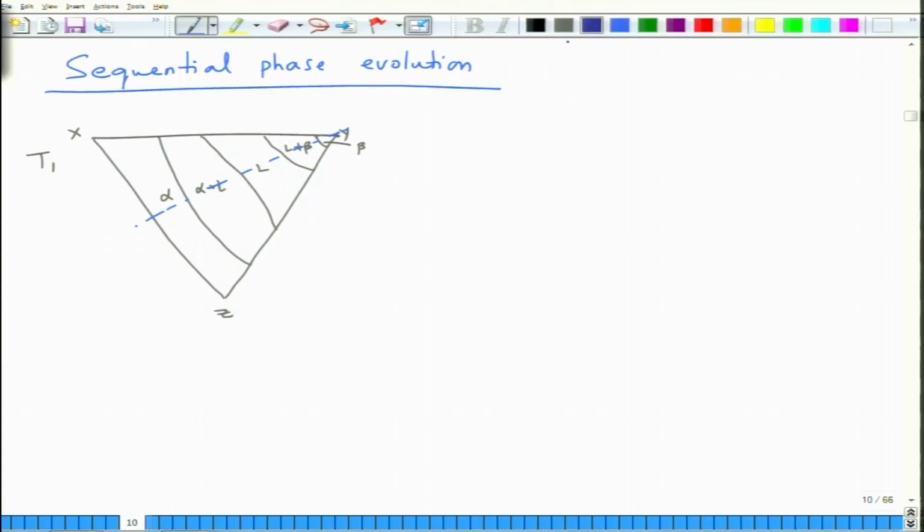As you decrease the temperature further to T2, let us say, the phase boundaries will move because the width of the phase fields changes.